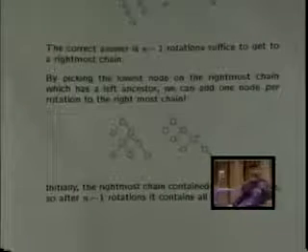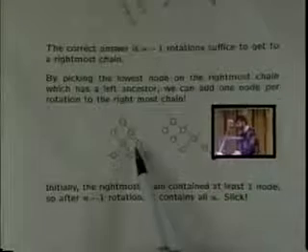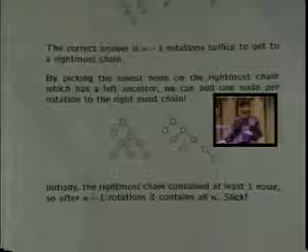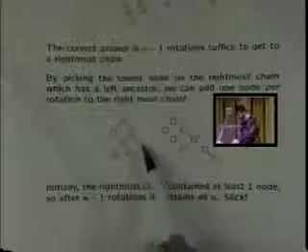Now, it turns out that there's a fairly simple and slick algorithm to do this in n rotations to get to a rightmost chain. What was the idea? The idea was that we're going to always find the lowest rightmost element, the lowest element on the right chain which has a left ancestor.